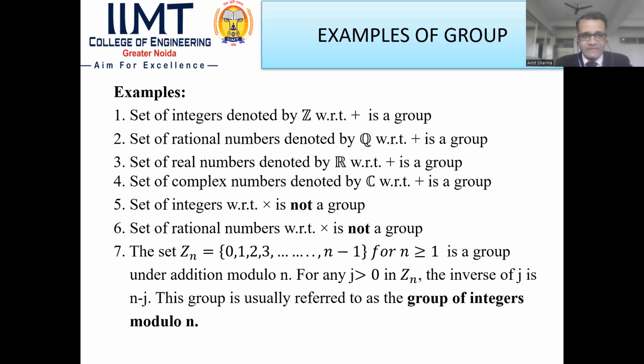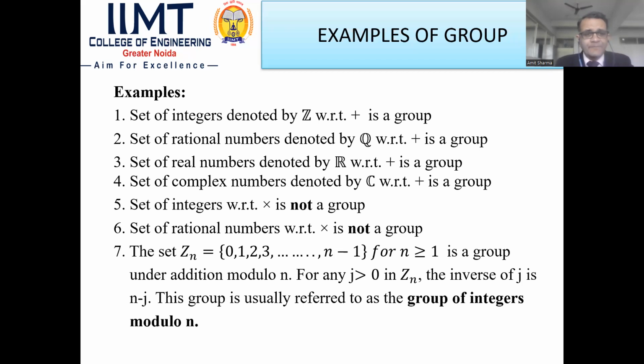Now we have some examples. The set of integers denoted by Z, the set of rational numbers denoted by Q, the set of real numbers denoted by R, and the set of complex numbers denoted by C. These sets with respect to addition are groups. The set of integers with respect to multiplication is not a group. Why not a group? Because here the multiplicative inverse does not exist. The next example is the set of rational numbers with respect to multiplication, which is not a group. Why not a group? Because 0 does not have a multiplicative inverse here.